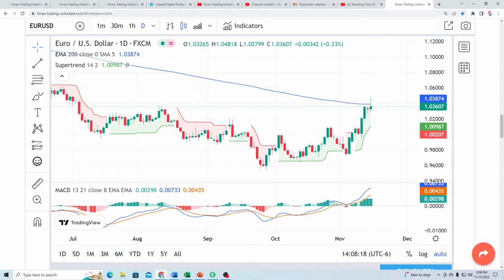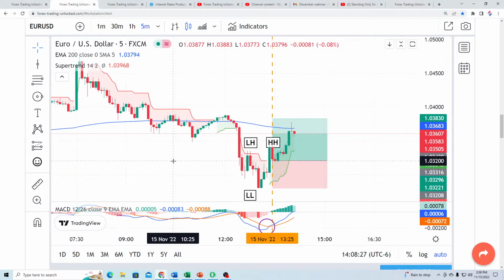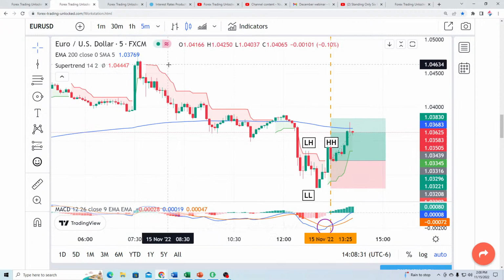All right, so now we're going to show you in real time how this works. We have the euro right here. Now let's show you what's been going on. This is how the trade works. So the key is to knowing that the market has been trending lower right here.